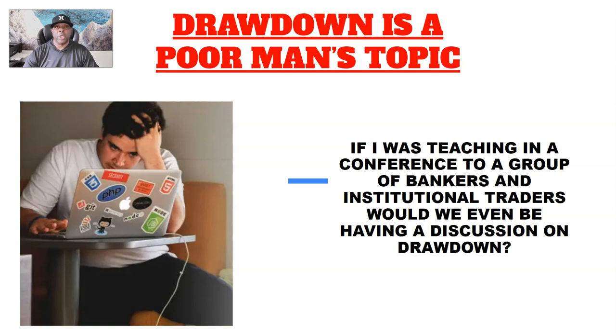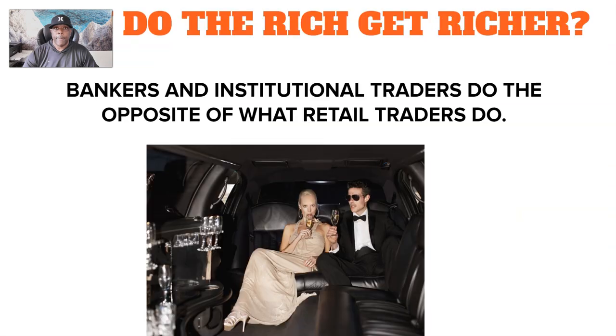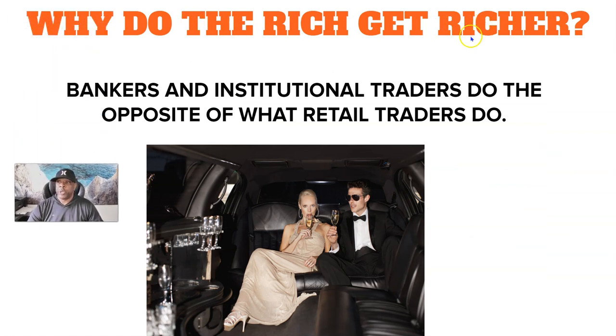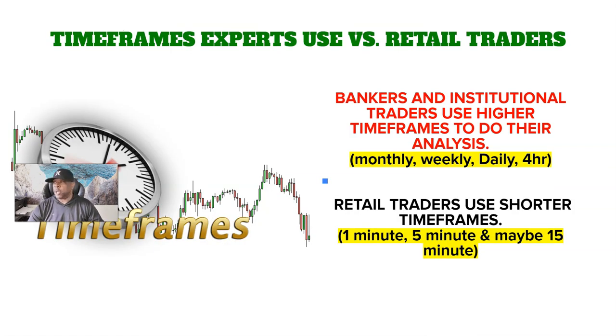So let's start with this. If I was in a room full of banks and institutional traders, would I even be having a discussion about drawdown? Yes or no? All right, let's get to this one. This says, why do the rich get richer? Banks and institutional traders do the opposite of what retail traders do. So what is it that they do different from us, or from y'all? I'm on their side now. I ain't part of the group of retailers no more.